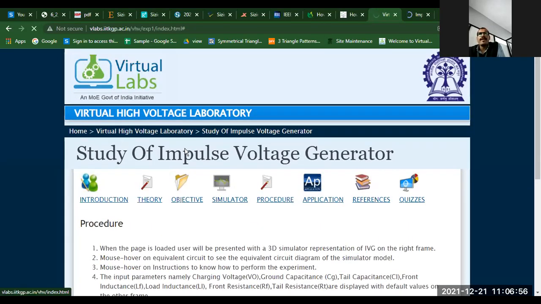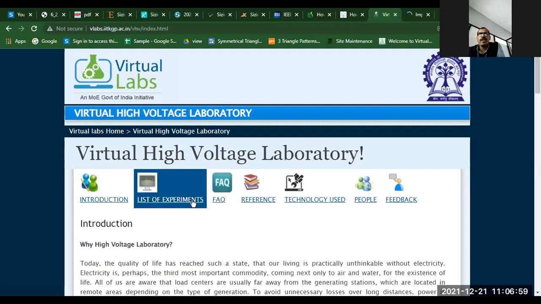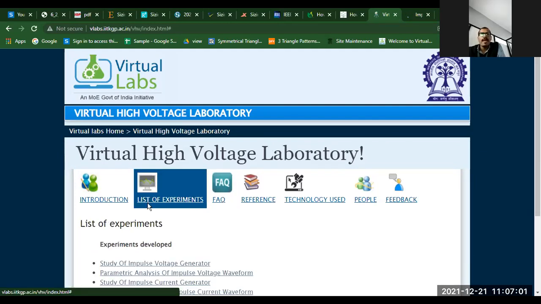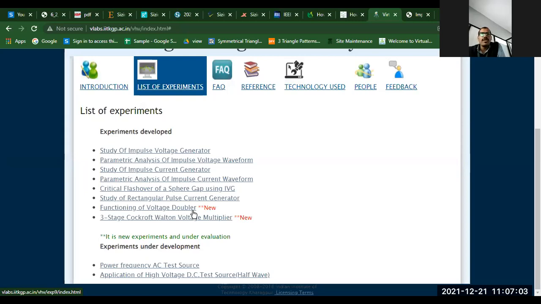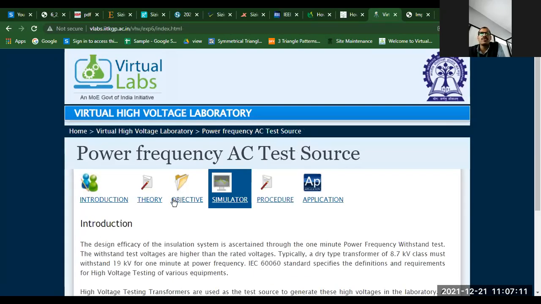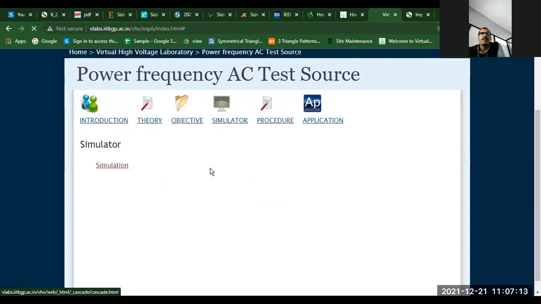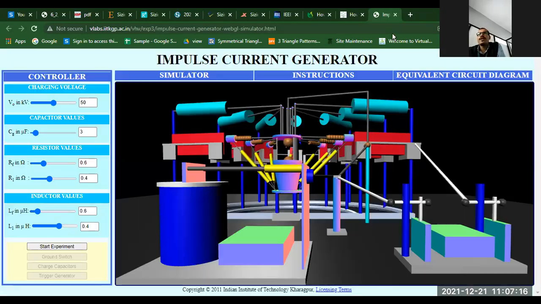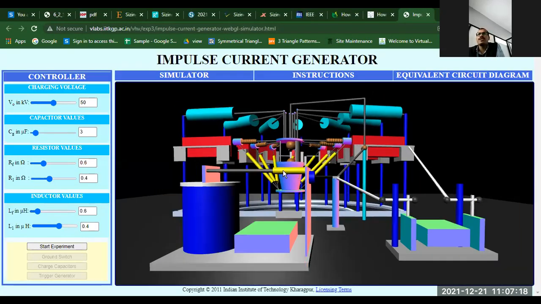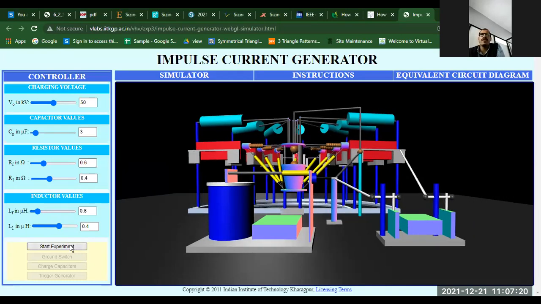In the next few lectures we'll go for the others also, that is the rectangular pulse generator and the voltage doubler. The voltage doubler I think we have already seen. Then the impulse current generator, and how to test with a power frequency AC test source, that is also here. It is under work in progress. So this is again the impulse current generator. Now I will simply show how it looks.